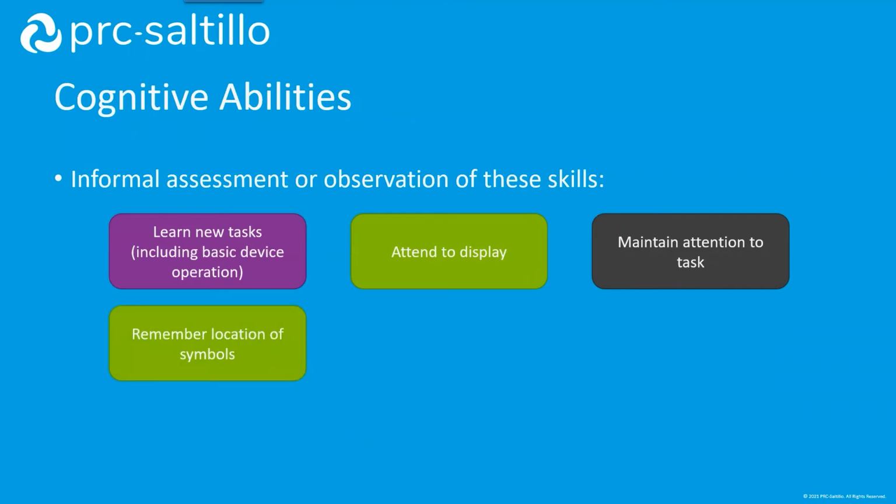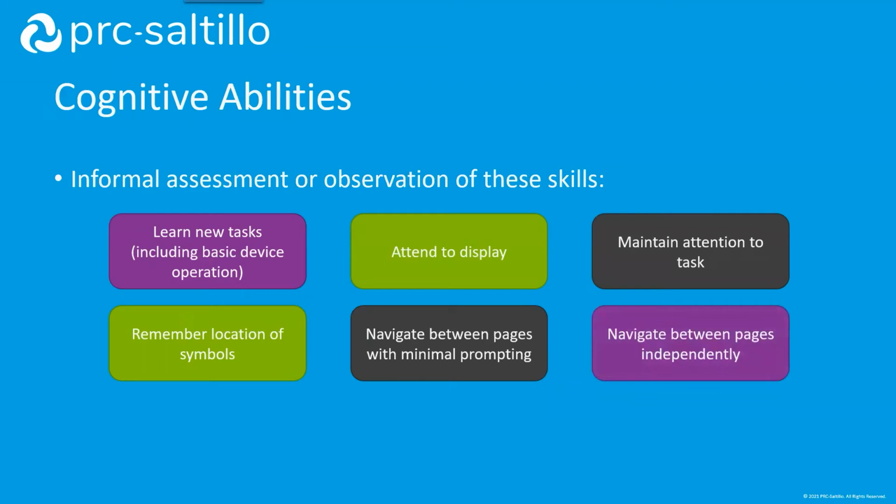You really want to write that story, give them those details. So can they maintain attention to a task? Maybe it's with a certain level of prompting. Do they remember the locations of symbols? This one, as we get further into the list, these are things they may or may not be doing. Maybe they're not independently remembering those symbol locations. Maybe they're not navigating quite with minimal prompting. Maybe it's more moderate, or maybe they're independently doing that. Can they independently locate the symbols on a page?